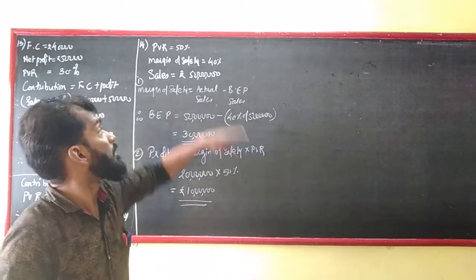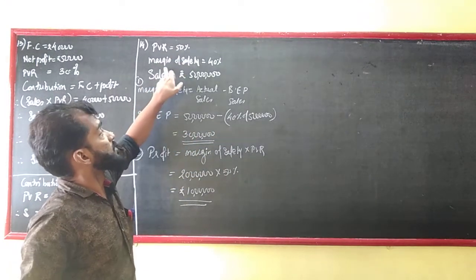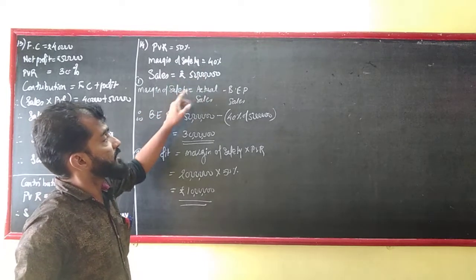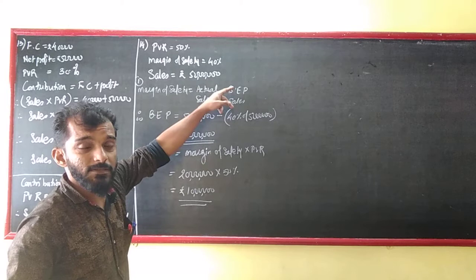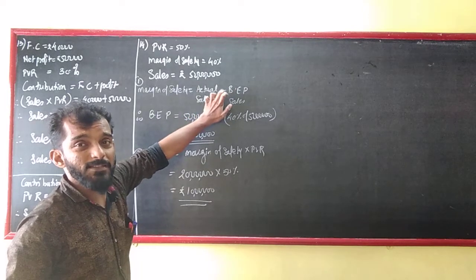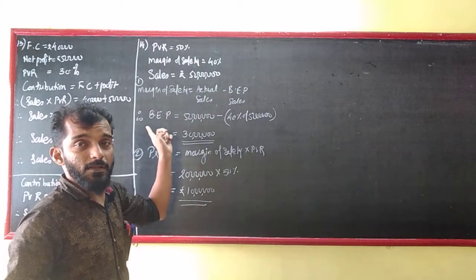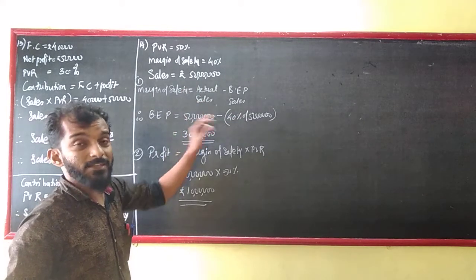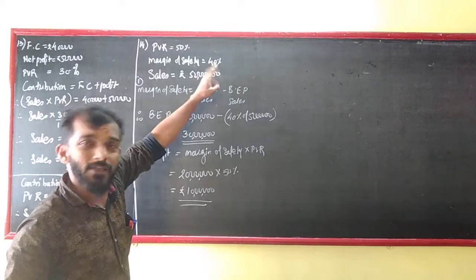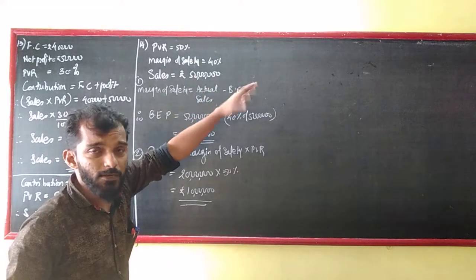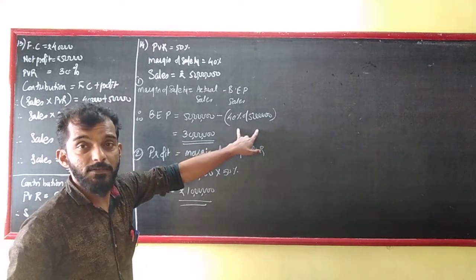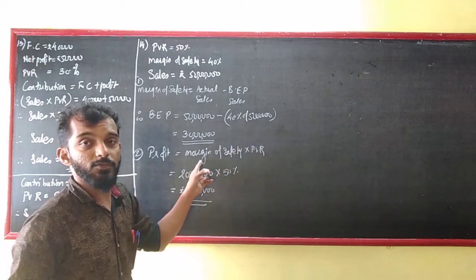Okay, no problem. PVR is 50%, margin of safety is 40%, sales is 50 lakhs. Margin of safety is your actual sales minus BE sales. We know this. Now, BE sales is actual sales minus margin of safety. Actual sales is 50 lakhs and margin of safety is 40%, which is always of actual sales. So 40% of 50 lakhs is 20 lakhs. So 50 minus 20 comes to 30 lakhs.